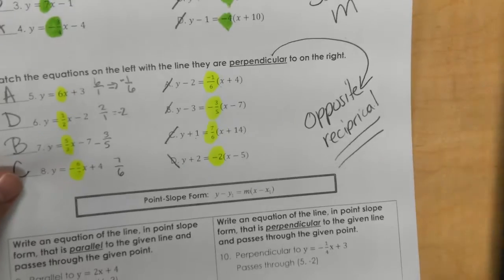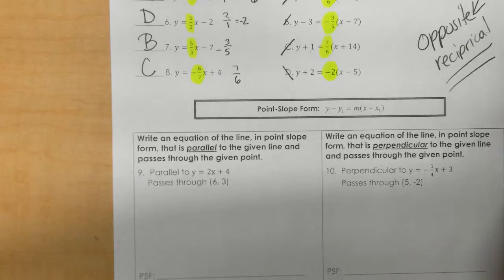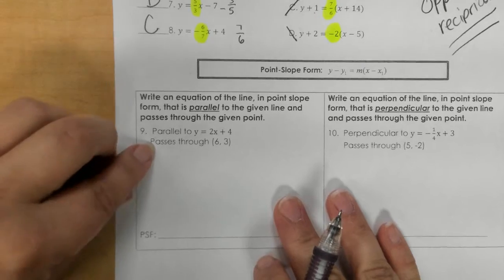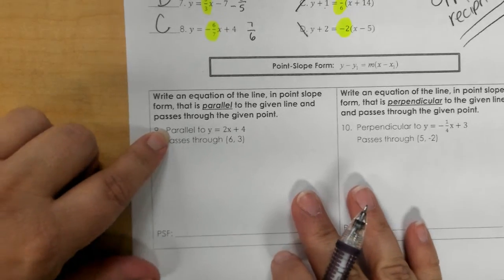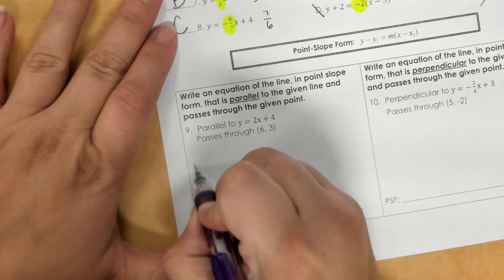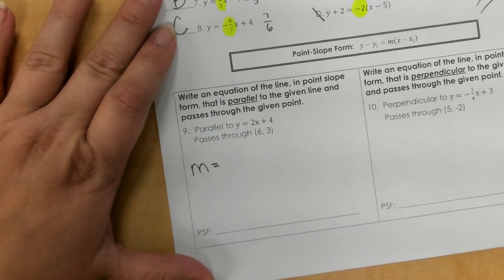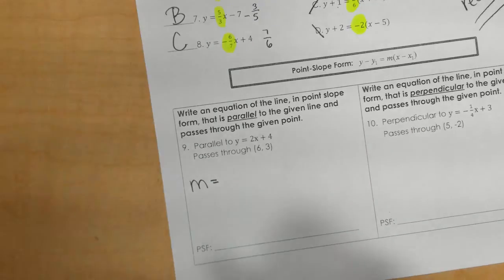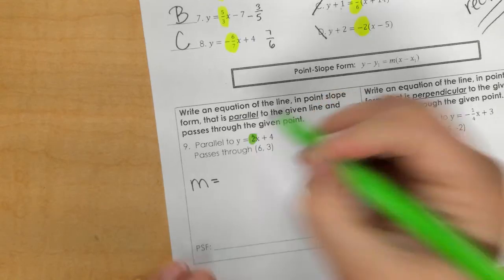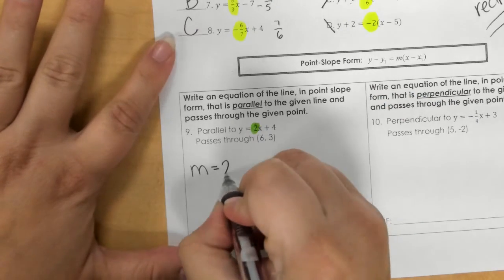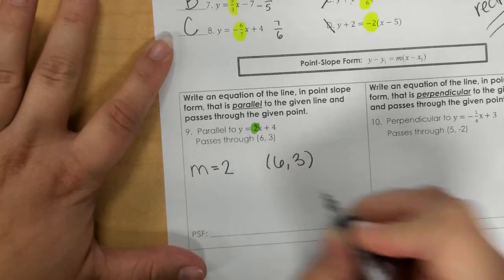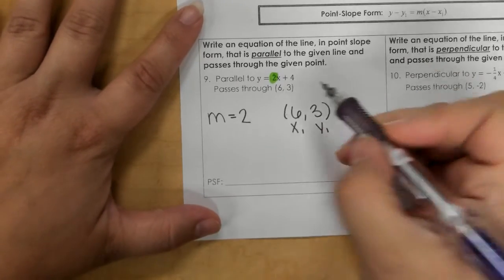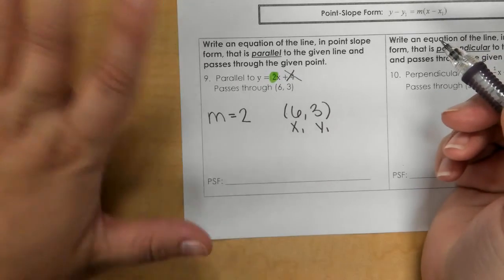Alright, in number 9, we have to write the equation of a line in point slope form that passes through the given point and is parallel to this line. So first thing you need to know is your slope. And my slope of my line right here is 2. Okay, so that's my slope. My point is 6,3, and a point is going to be x1 and y1 when we're using point slope form. Now this 4, extra information, I don't need it, so don't let it confuse you.